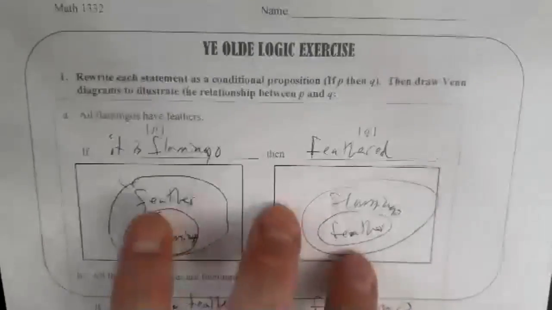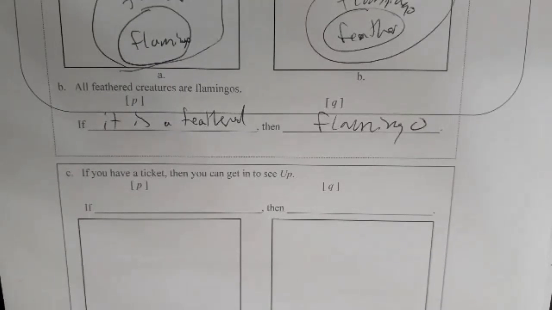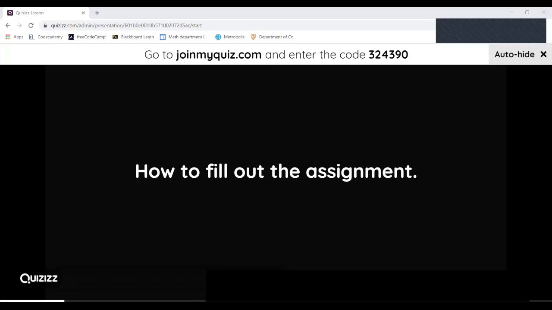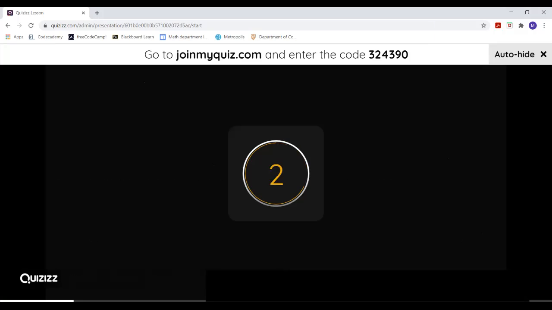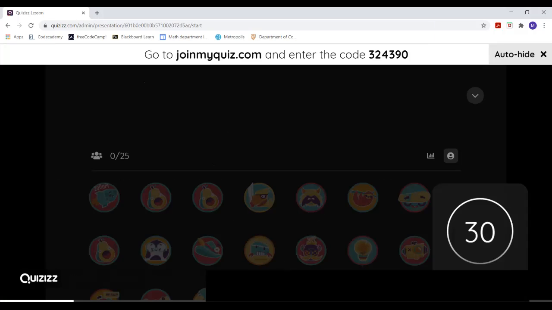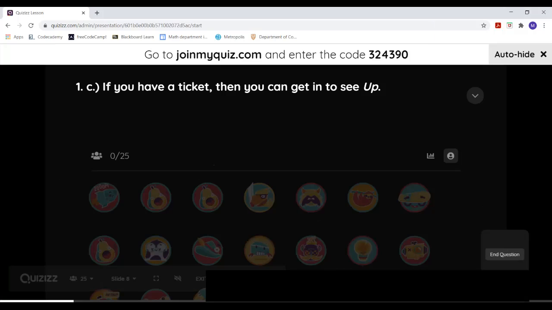Does anybody have any questions about where to find this? I'm hoping you're all finding this on Blackboard under the logic exercises tab. It should be right there. Okay, so if there's no questions about that, I think we're going to go back to quizzes, and we're going to continue answering these on the quizzes. There are basically three different parts to this worksheet. There's this part, and then there's writing the inverse and contrapositive and converse. And then the last part is the actual analyzing arguments part.